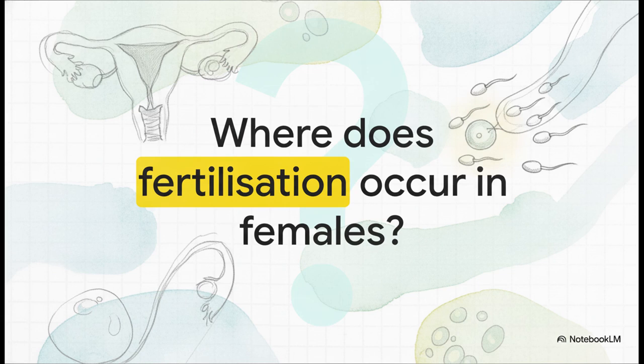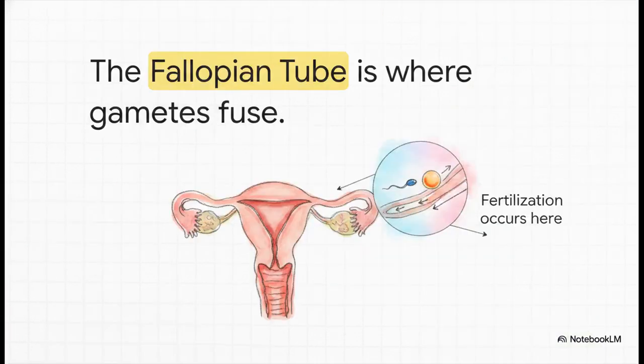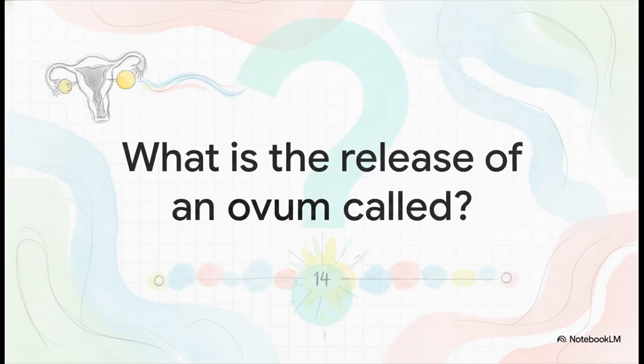Ready? Question 1. Do you remember the specific anatomical location where the sperm and ovum actually fuse together in the female reproductive system? If you said the fallopian tube, you nailed it. That narrow passage is exactly where fertilization happens, and where the incredible 38-week journey of the zygote kicks off. Let's try one more. Think back to the timeline of the menstrual cycle. What's the specific biological term for that mid-cycle event on day 14 when a mature ovum is released? If you're shouting ovulation at your screen right now, you are spot on.